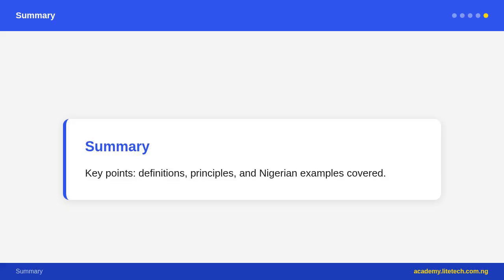WAEC tip: always convert Celsius to Kelvin before using Charles's or the combined gas law. Check your units: pressure in bar or atm, volume in cubic centimeter or cubic meter, but be consistent across P1V1/T1 and P2V2/T2.